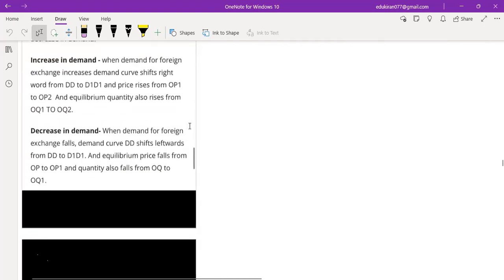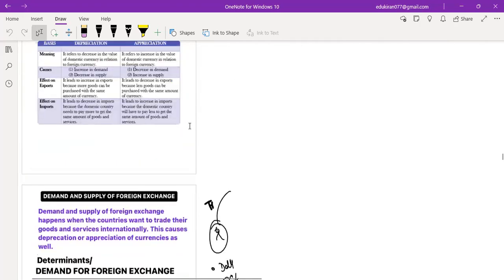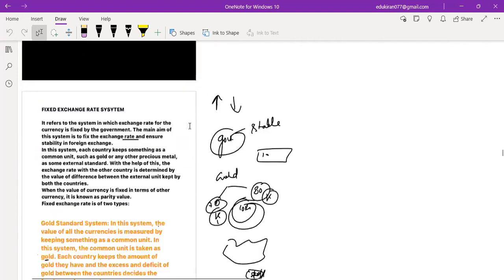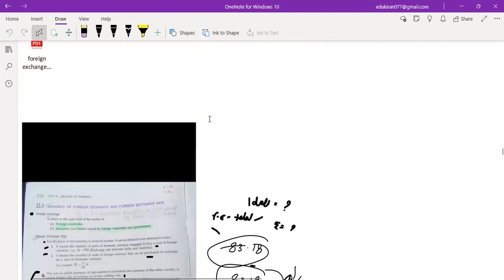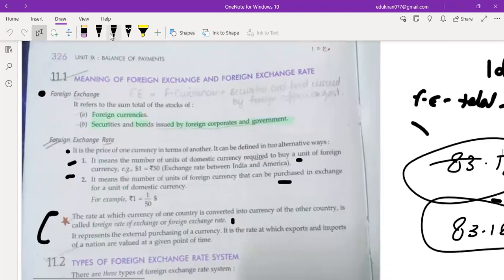Okay. So first what we are going to do is we are going to start with the foreign exchange. Instead of doing BOP, we will do foreign exchange and then we will do BOP. Okay? Clear? Okay, so let's just start.